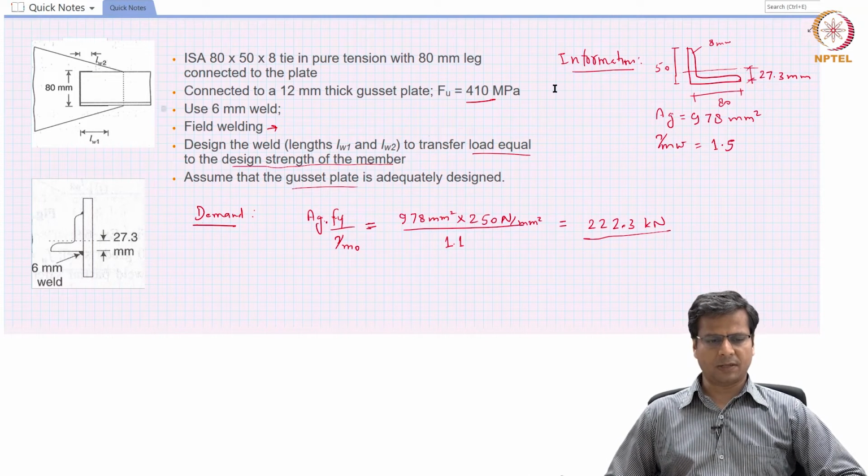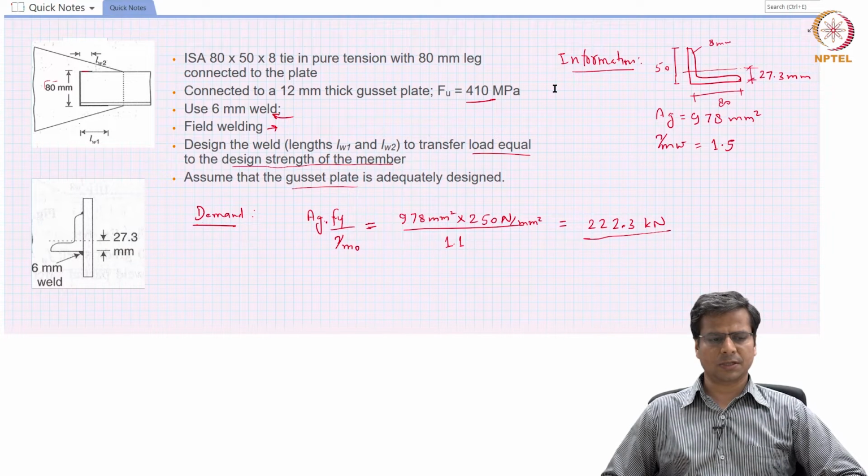It is also mentioned that the weld has to be 6 millimeter in size. So what is the information given about the weld? The weld is 6 millimeter in size. It has 3 components, or 3 legs, or 3 lengths, and one of those lengths is equal to the size of the plate. So 280 millimeters is the bare minimum we will provide, and let's say we have to provide a certain length here and a certain length here.